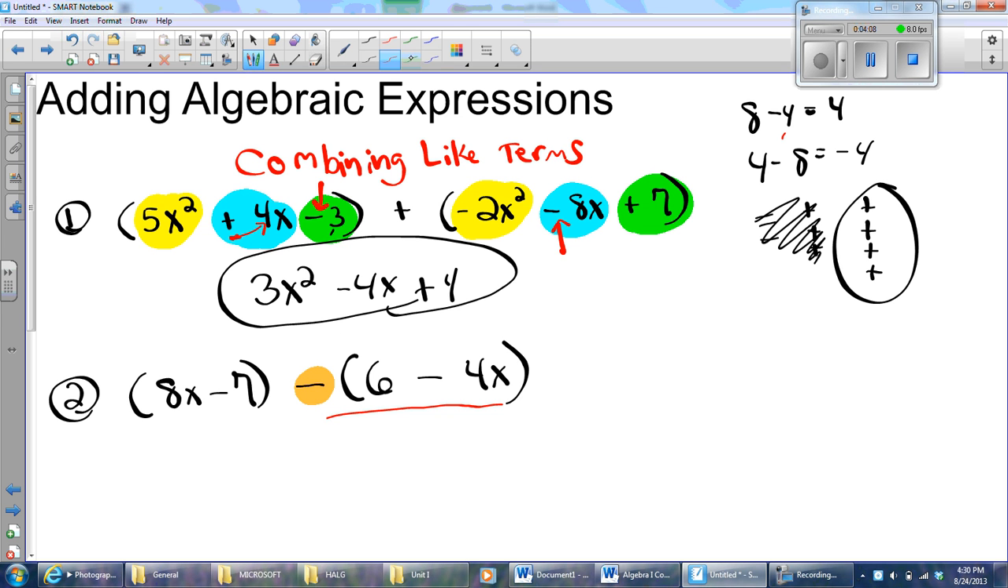So what we do is we distribute it. We multiply by negative 1 to the 6 and by negative 1 to the negative 4. That's the first thing we do. So I've got 8x minus 7, and that'll be plus, or I could just do it this way. I don't even need a plus. I could say minus 6 plus 4x, because negative 1 times 6 is negative 6, and then negative 1 times negative 4 is 4x.